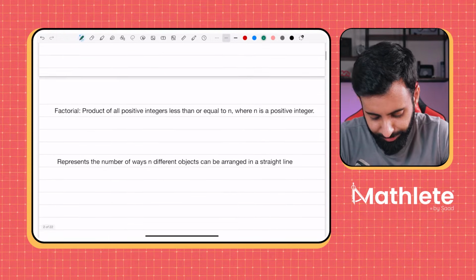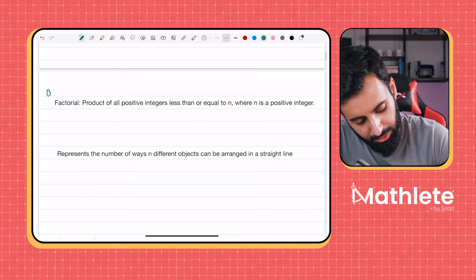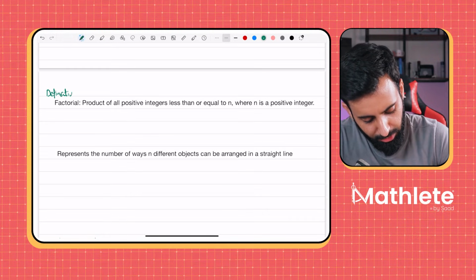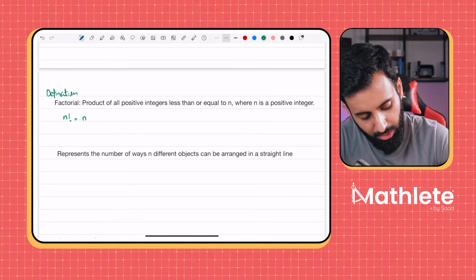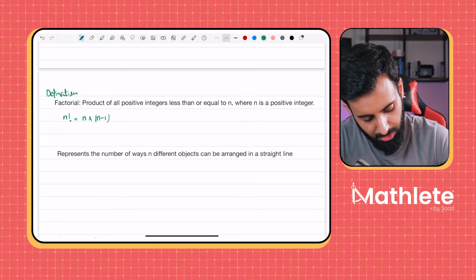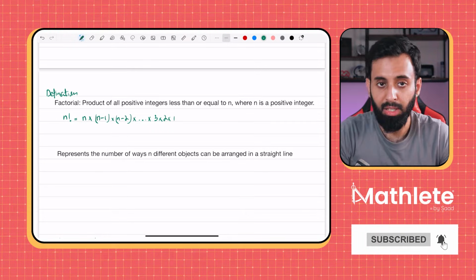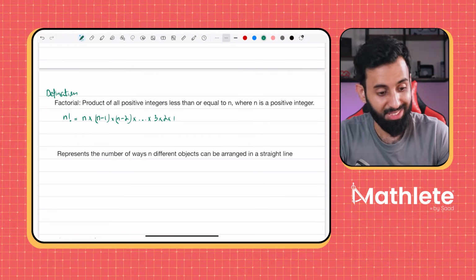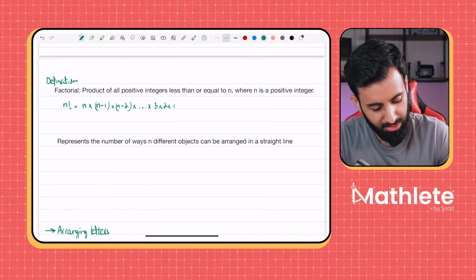Okay, now, what is factorial by definition? Here, as you can see, I'll write down over here that this is the definition. Product of all positive integers less than or equal to n, where n is a positive integer. So that means if you have n factorial, you would do n into n minus 1 into n minus 2, and you'd keep on doing this till you get 3 into 2 into 1. So we start from n and we keep on going till the very last positive integer, which is 1. That is if it's n factorial. And what does it represent? It represents the number of ways n different objects can be arranged.